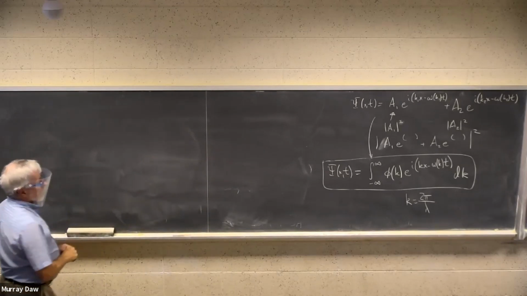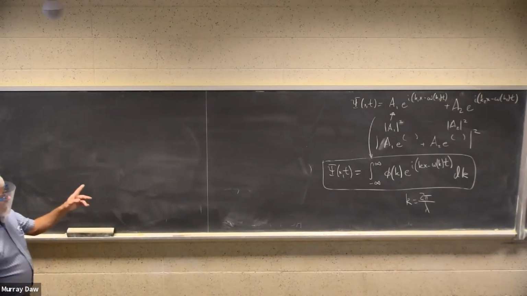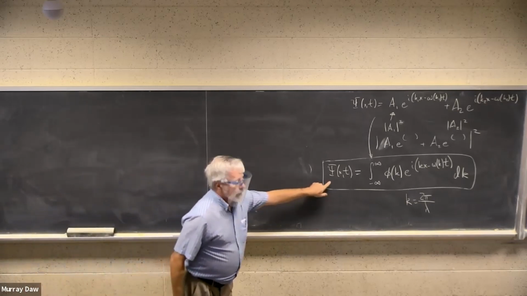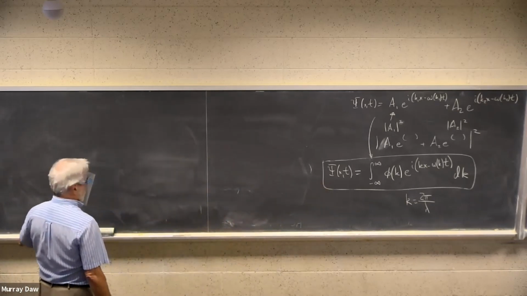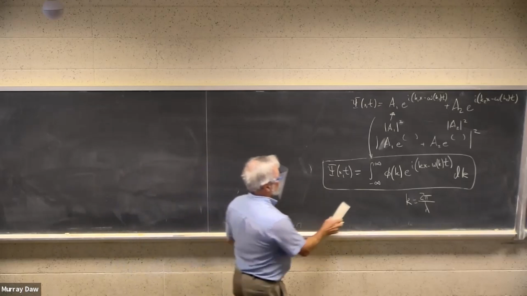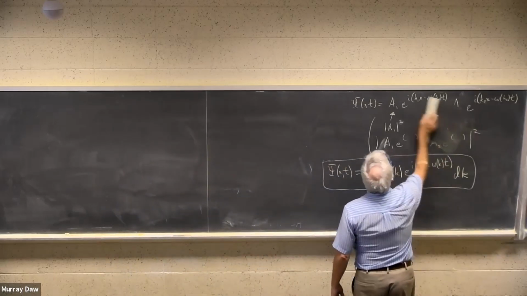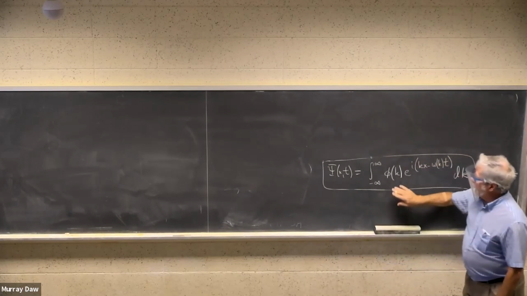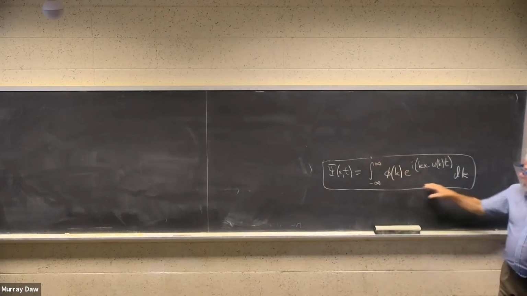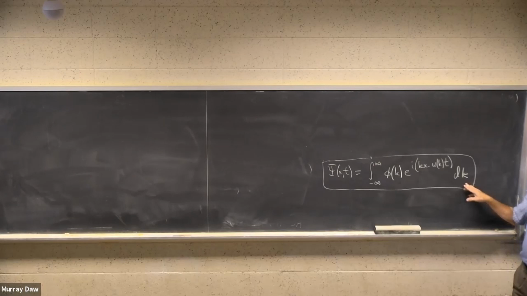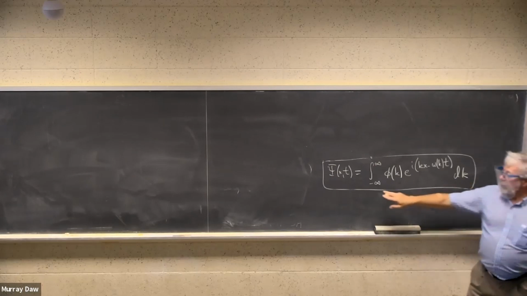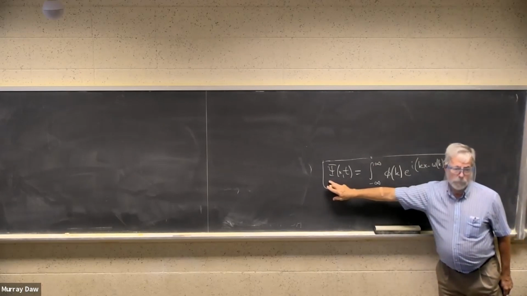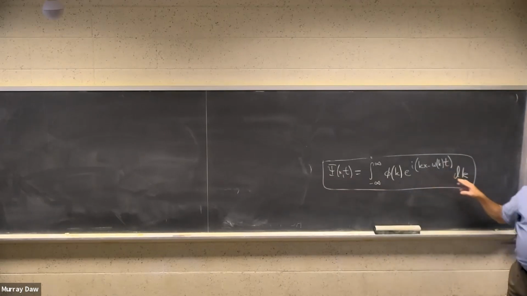Okay, so now we're going to focus on this problem here, on this expression. If I had phi of k and I knew how to do this integral, then I could get the wave function. Right? So you'd have to know how to do the integral.